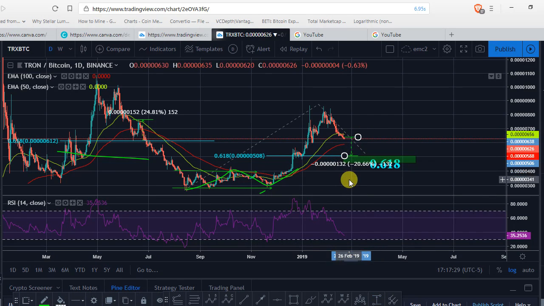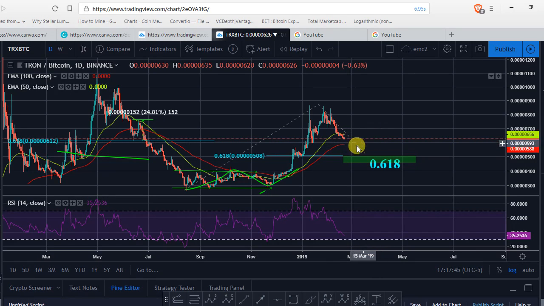So when I was making my last video about Tron last week, it was like 25%, when Tron was right around this area of almost 700 sats. So I was thinking Tron was going to get some support at this 50 EMA, but that's not the case.